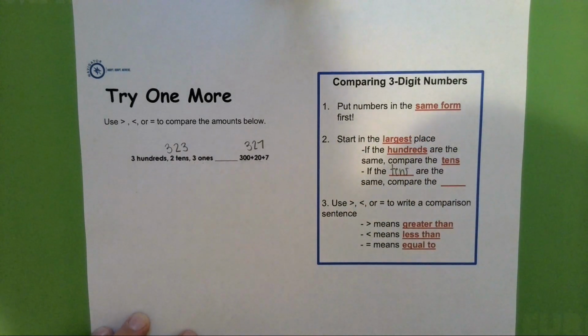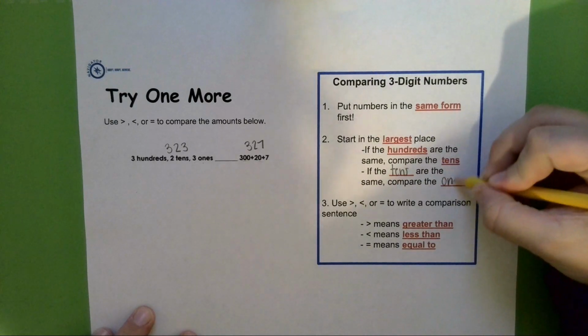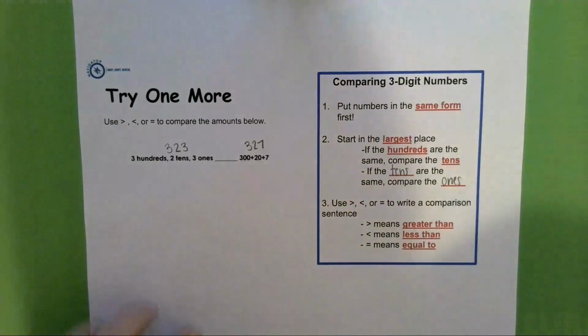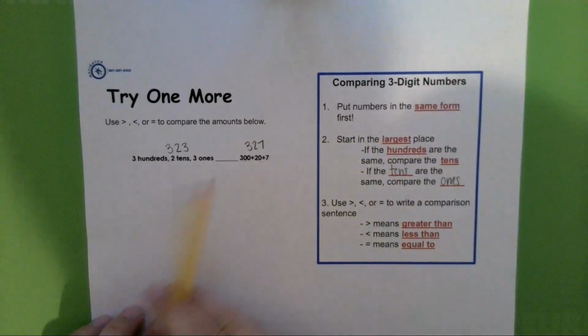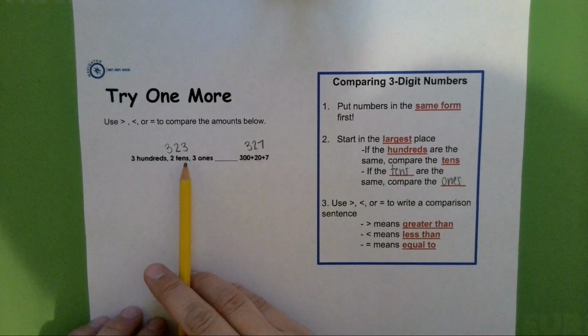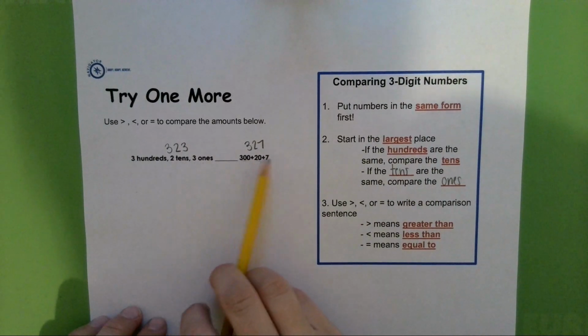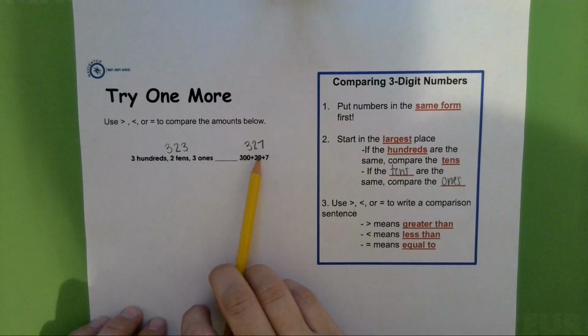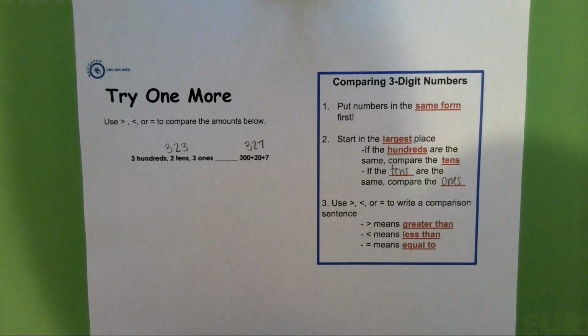Now what should we do and why? Say it out loud. I bet you said that we should compare in the ones place because the ones place is the next largest place after the tens. Let's do it. How many ones are in 323? Right, 3 ones. And how many ones are in 327? Right, 7 ones.